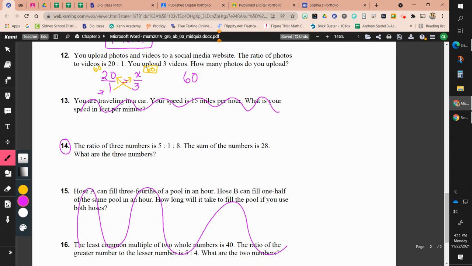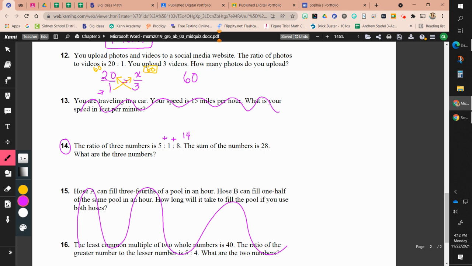Okay? So the ratio of these 3 numbers is 5 to 1 to 8. And the sum of your numbers is 28. What are the 3 numbers? Well, if we add the sum of these numbers in your ratio to find out what the base is, it says 5 plus 1 plus 8, doesn't it? So 5 and 1 make 6 plus 8 is 14. So the sum of just the ratio, the base amount, is 14.